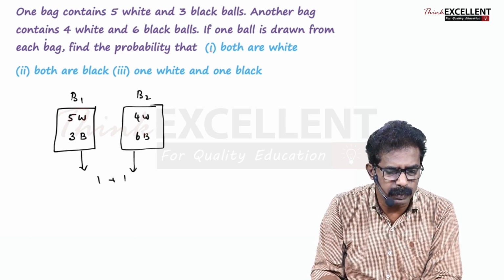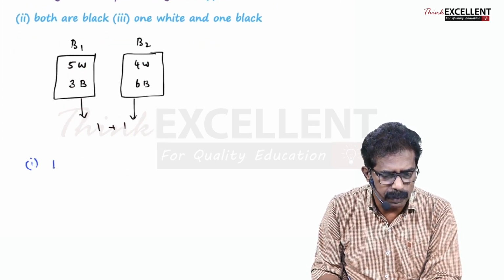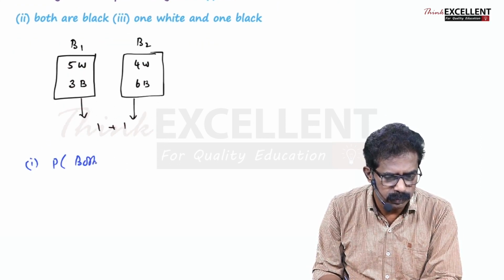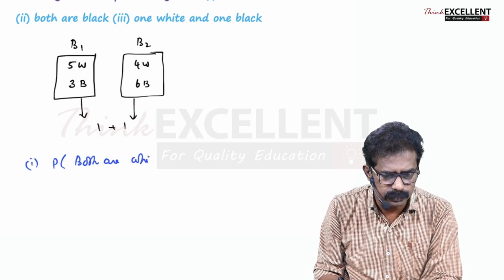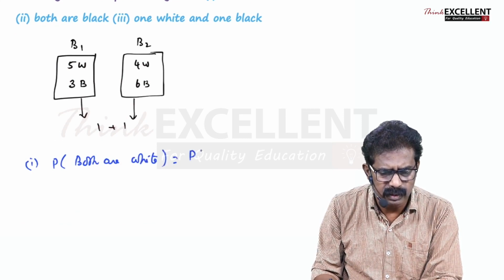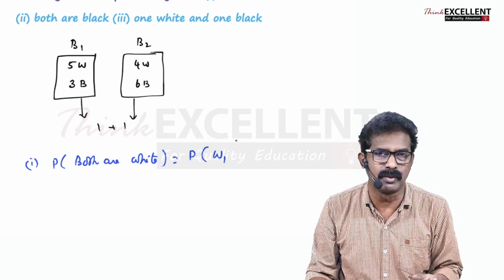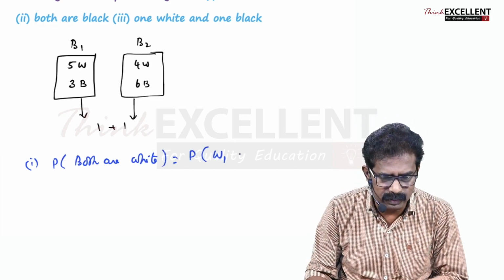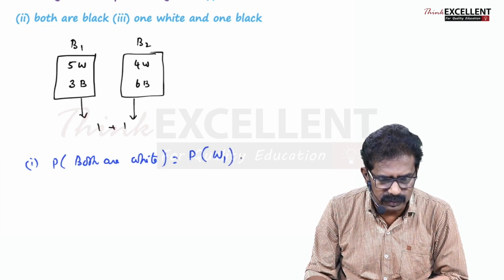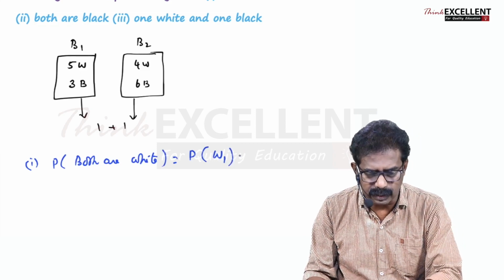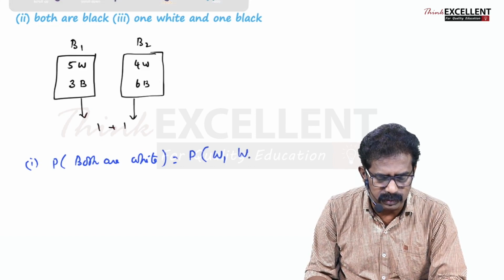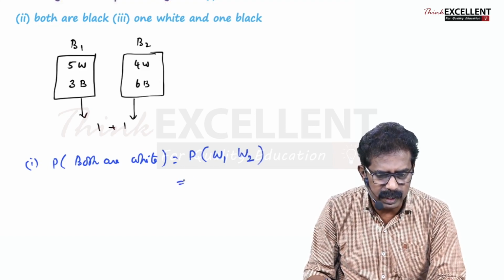Both are white. Please listen. The first one, probability that both are white. What's the meaning of that? From the first bag, you should get a white. W1 I'm writing, 1 stands for first bag, okay? White from the first bag, and second one also you have to get white, right? So from the first bag you are getting a white.